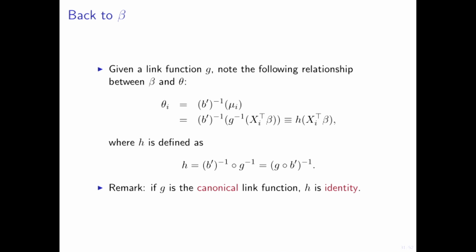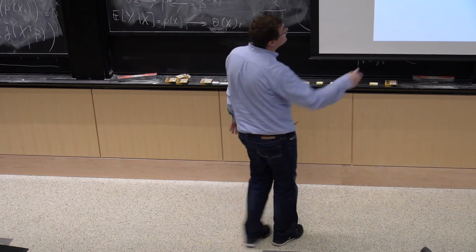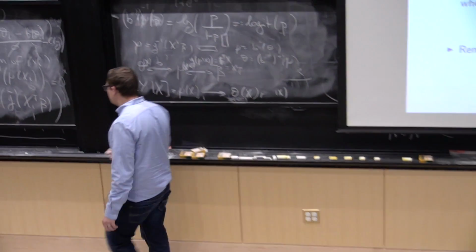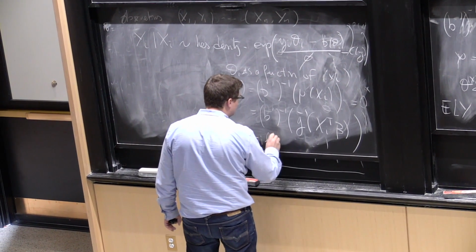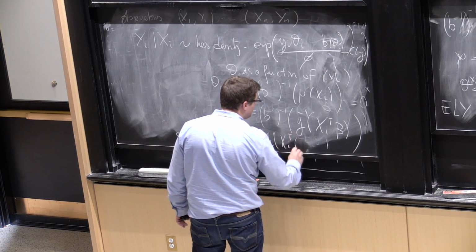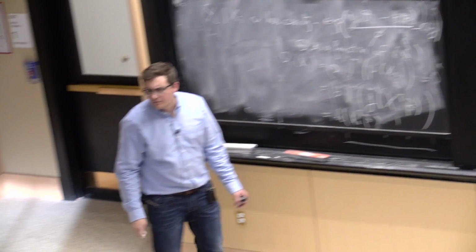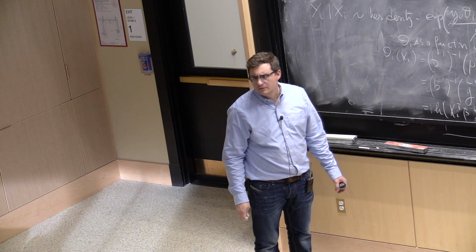So if I have a link, the thing that matters here, I'm going to call h. By definition, this is going to be h of xi transpose beta.